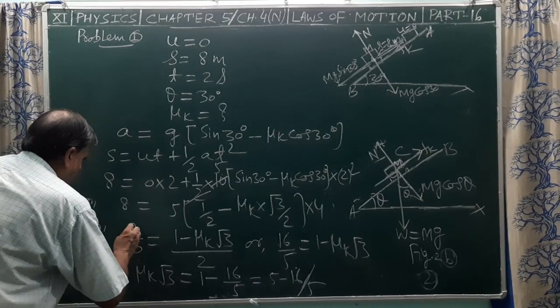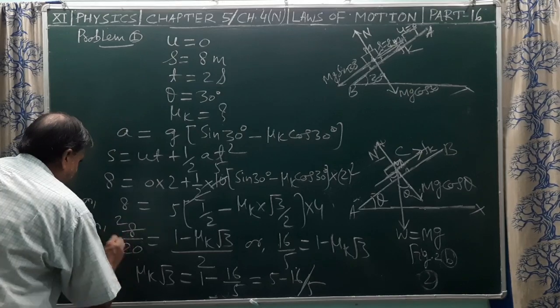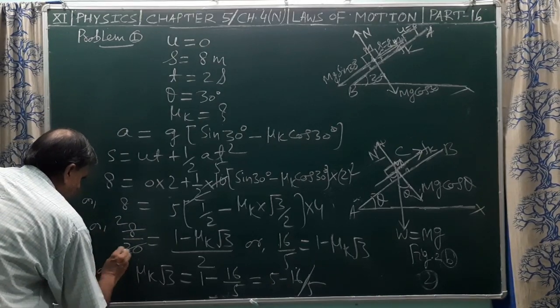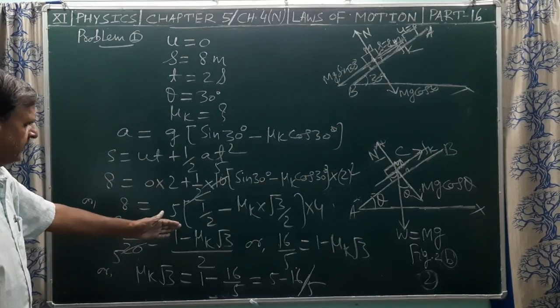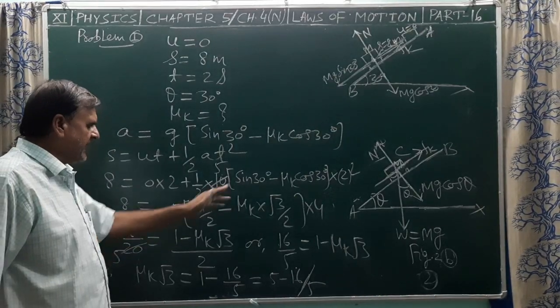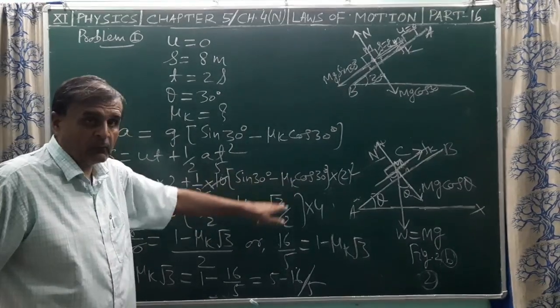This can be cancelled by 4. It is 2 upon 5. So 8 by 20, that is 2 by 5, equals 1 minus 1 by 2 minus mu k cos 30 into root 3 by 2.